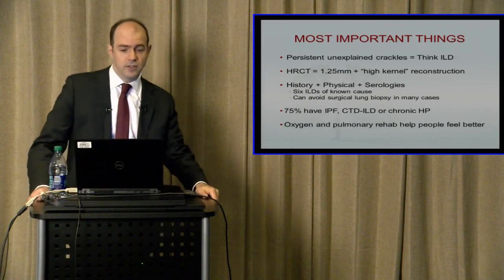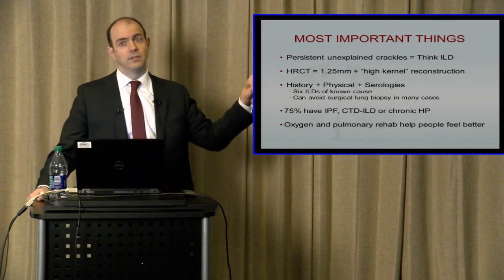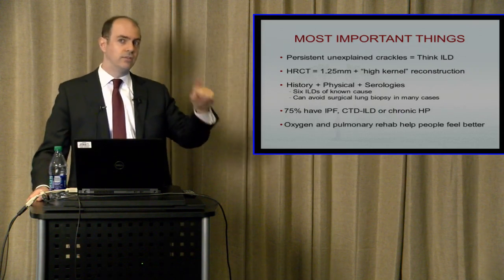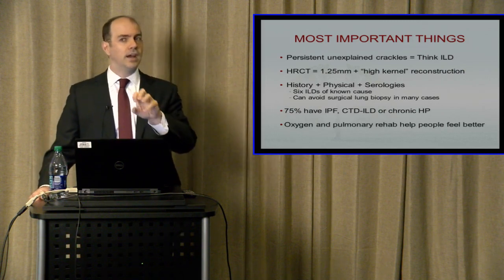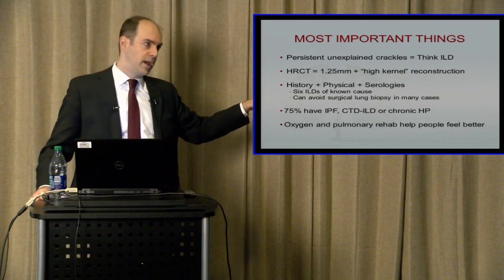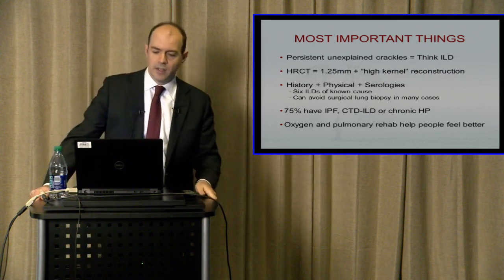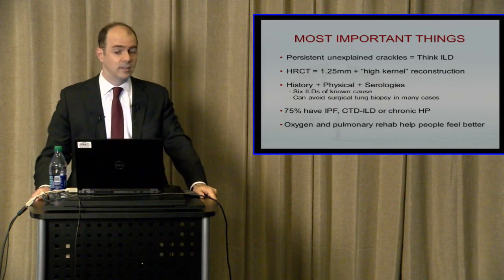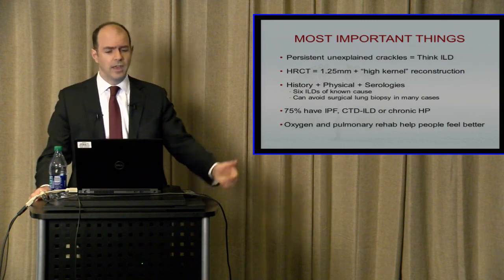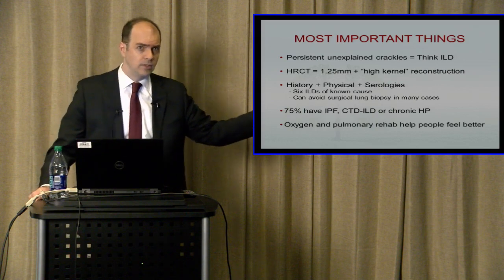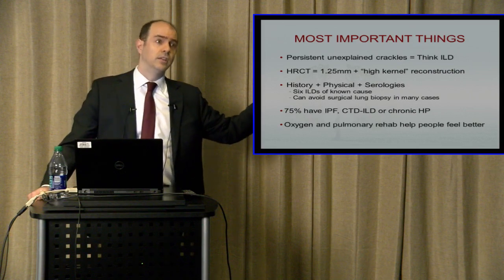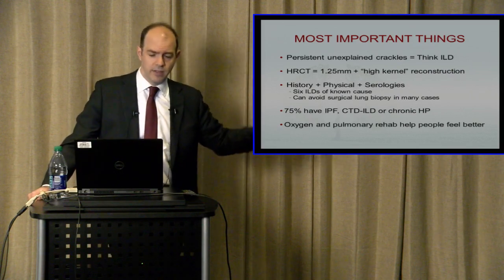So this is one of the first slides I showed you, most important things. Crackles, think ILD. High-res CT imaging with that high kernel reconstruction gives your radiologist the ability to identify ILD, but even more importantly, start to distinguish one type from another. Do not jump into a surgical biopsy. Get a history, physical, get to know your patient. You might be able to figure out if they have one of those diseases of known cause. And I actually didn't get into this, but most of your patients who have fibrosis on their CAT scan will have IPF, autoimmune disease like rheumatoid arthritis, this hypersensitivity pneumonitis disease. What's not listed here, the other one is sarcoidosis, although it usually is pretty obvious that they have sarcoid.